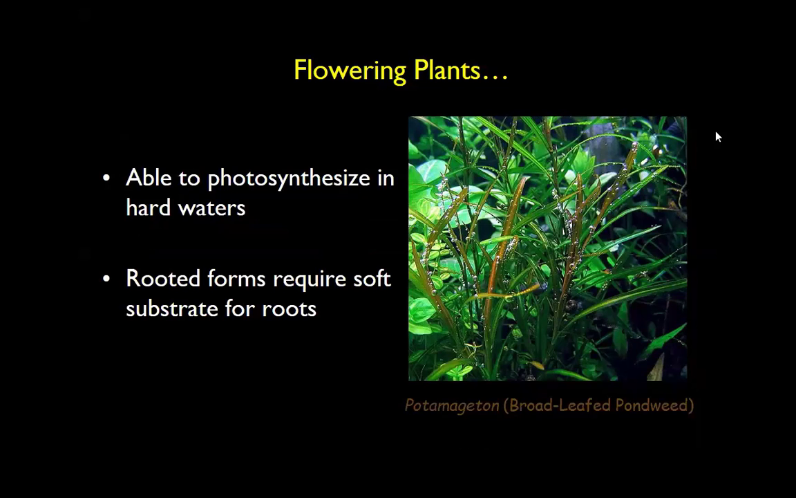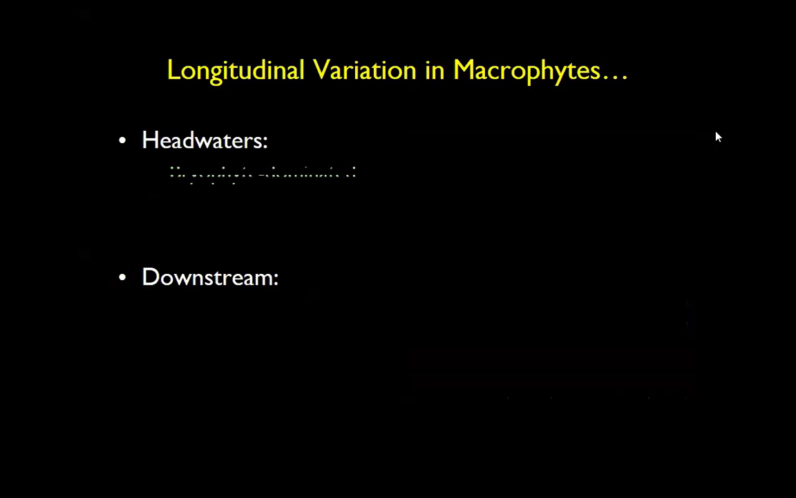Moving a little bit downstream, we see more of the flowering plants. They're able to photosynthesize in hard waters. But again, they need a stable substrate to hang out in. These plants are a lot like the kelp forests off of California and those areas. They're almost more important from a structural perspective than they are from a primary productivity perspective. They create a lot of habitat diversity here. So in general, up in the headwaters, we see more bryophytes.